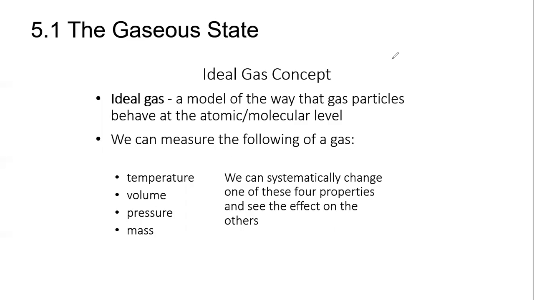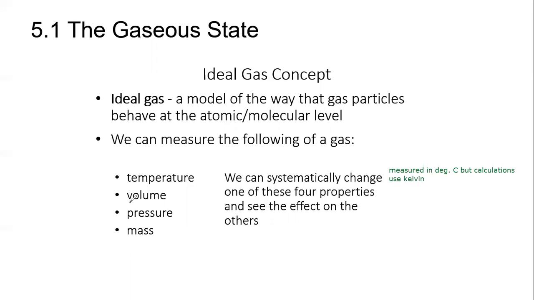Now for a gas, we can measure one of four properties. We can measure the temperature of the gas. And for temperature of a gas, this is very important. It's measured in degrees Celsius. But calculations use Kelvin. So anytime you do a calculation in this chapter involving gases and you're using temperature, make sure it's always in Kelvin. That's a must.